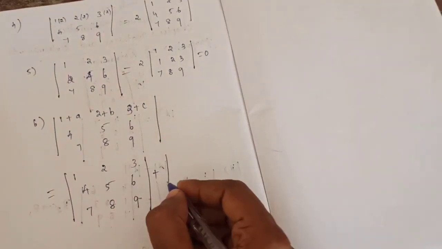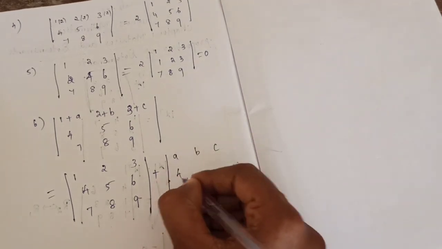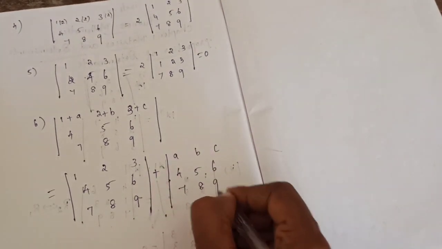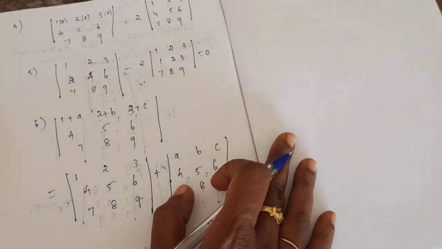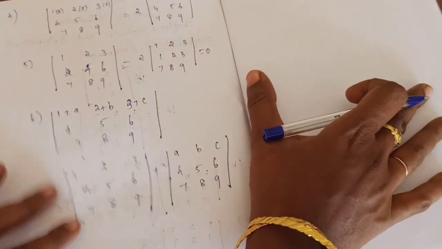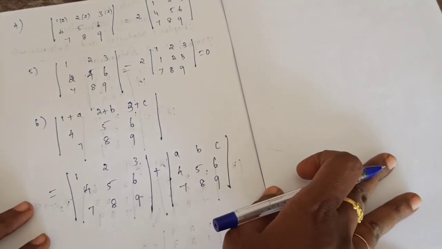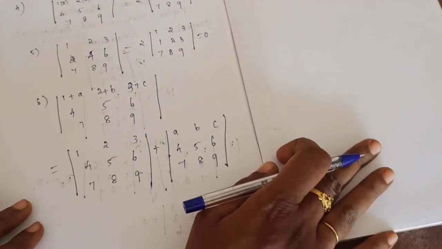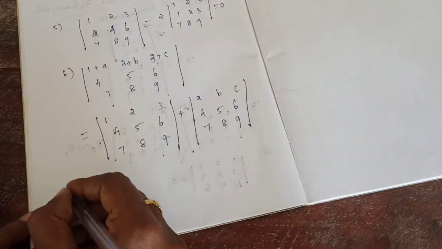In the center it's plus. Okay. So plus, the next one after the plus symbol: A, B, C, 4, 5, 6, 7, 8, 9. You can split it into 2 determinants. This is the sixth property. Understand? That is, if each element in a row of a determinant is expressed as the sum of 2 or more terms, then the determinant can be expressed as the sum of 2 or more determinants of the same order. You can split.